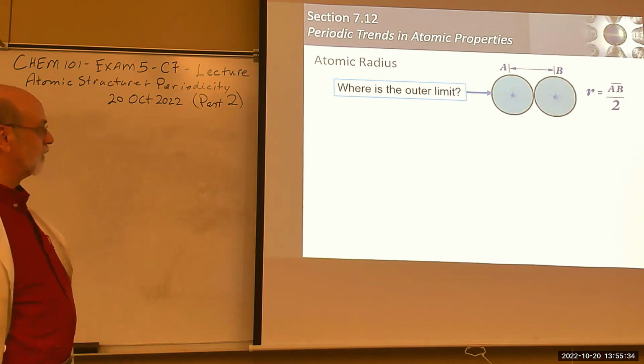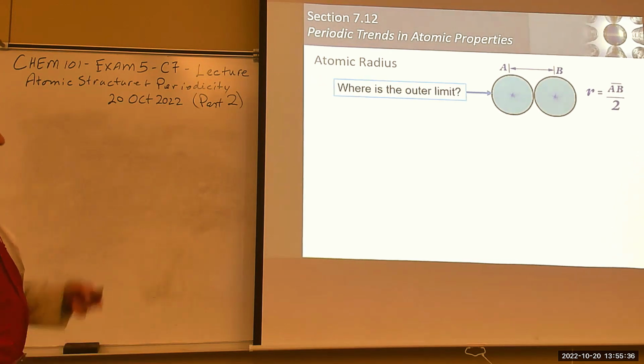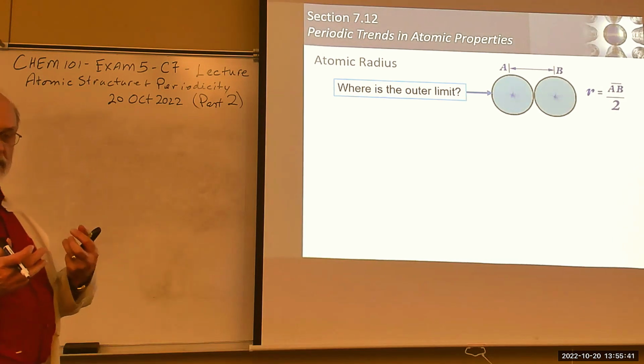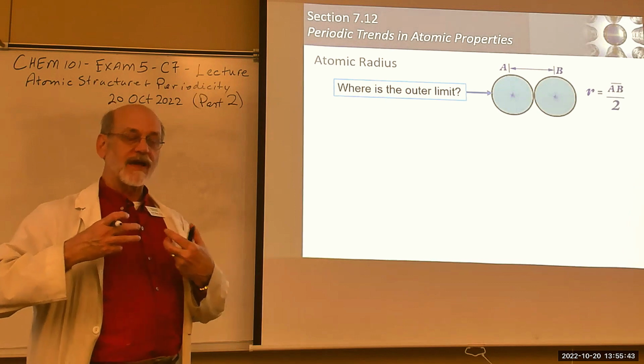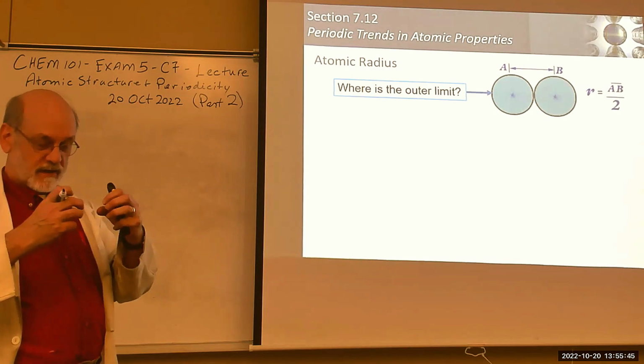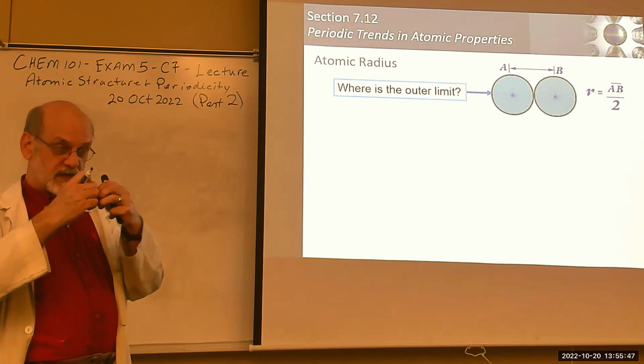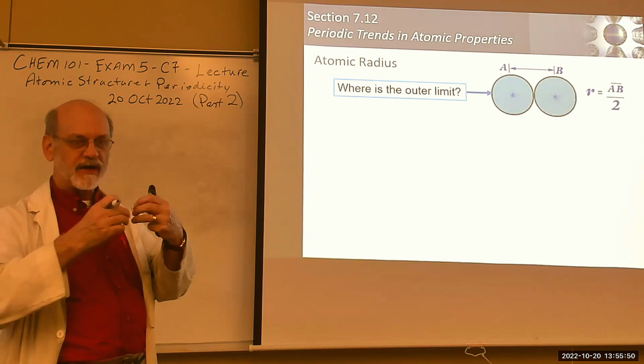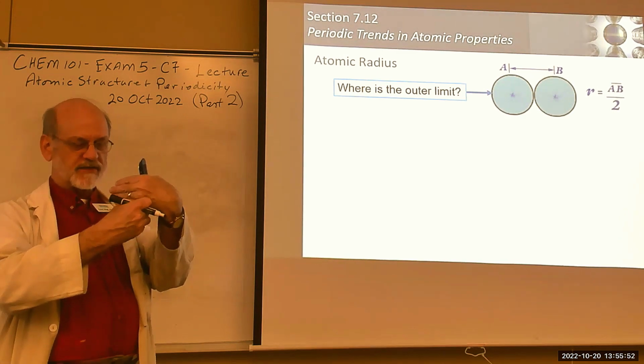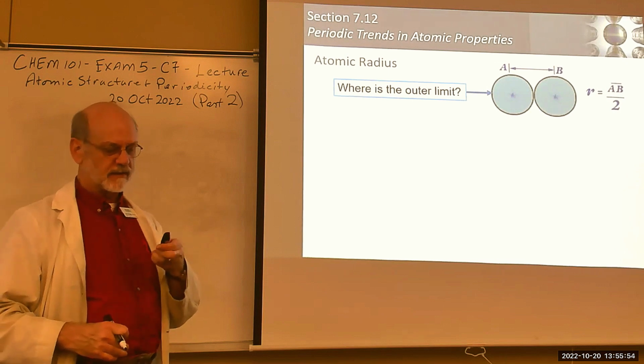But it's not always that simple, because you don't necessarily know where the outer limit is. And if you have two atoms like hydrogen that are bound together, they're going to be closer than they would normally be if they were separate atoms, because they bonded, which means some of their electronic density is overlapped to form the bond.